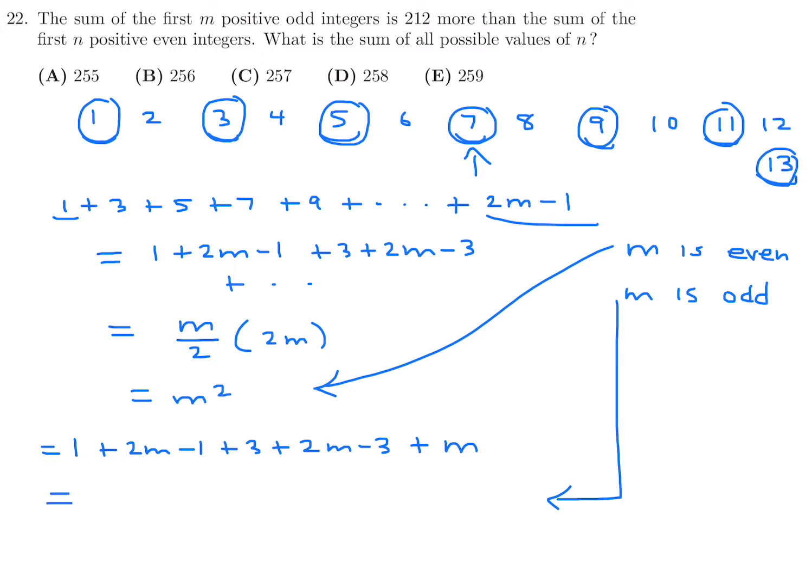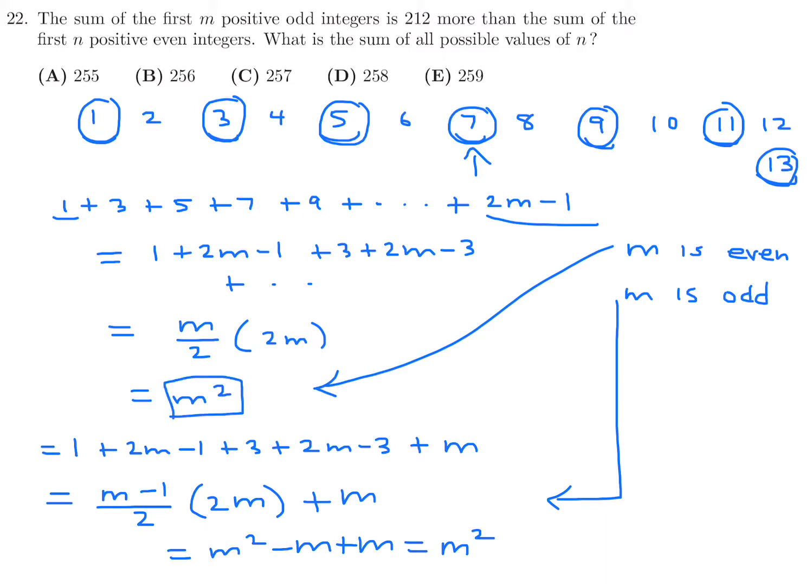Now if you add these up, you get m minus 1 divided by 2 as how many pairs. Each pair is equal to 2m, and then an m. If you multiply this out, it becomes m squared minus m plus m, and again you get m squared. So regardless of m being odd or even, the sum of the first m odd integers is always going to be m squared. Okay, so that takes care of the first part.